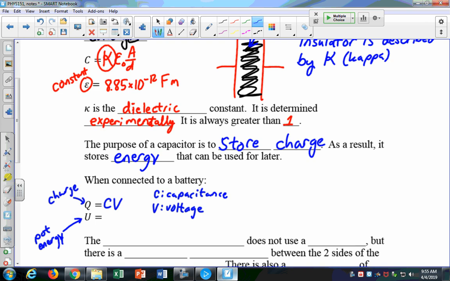U is also proportional to C and V, but it's a little bit different. It's 1/2 CV squared. So for example, if I have a capacitor, Q is equal to C times V. If I double my voltage, I'm going to double the amount of charge, because when I double the voltage, I'm doubling the amount of energy being fed into this capacitor, and it's going to be able to dump more charges onto that capacitor.